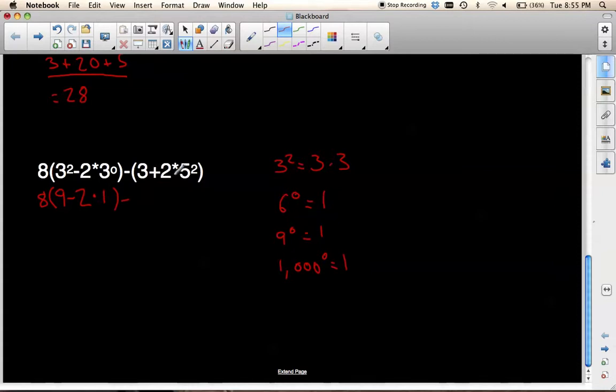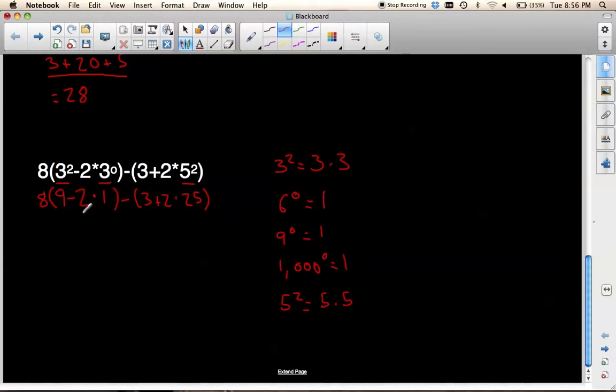Now we got 3 plus 2. Doesn't matter, we're still on our exponents. So we're still going to have 3 plus 2 times 5 to the power of 2. 5 to the power of 2 is the same thing as 5 times 5. So that means over here we got 25. So now we continue going. PEMDAS, left to right in order.